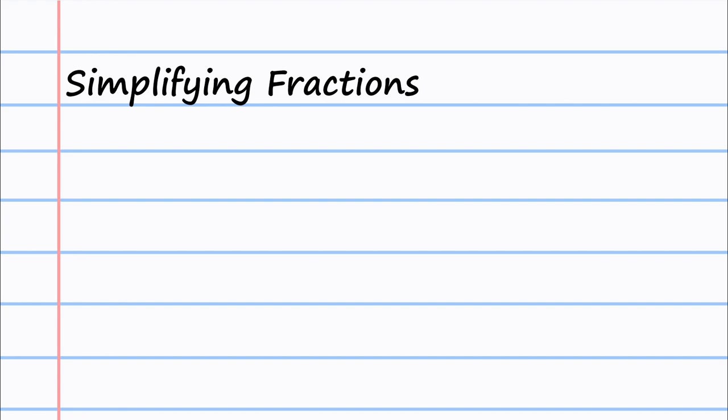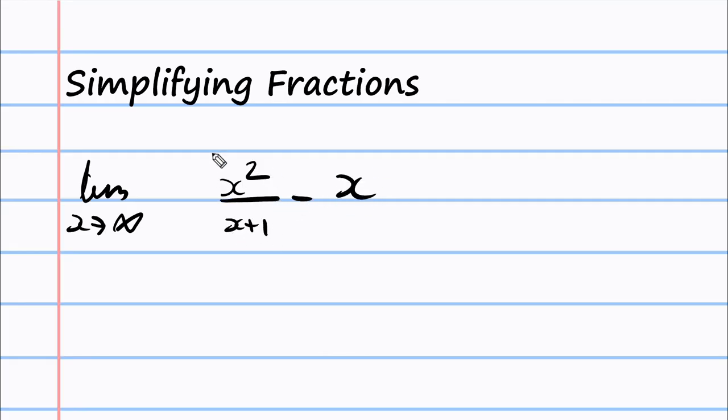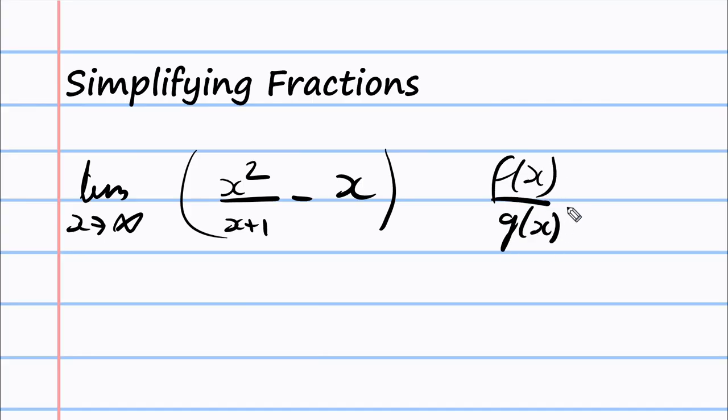Now we should explore another type of limit that I'm sure you haven't seen up until now, or maybe you have, but you might be struggling with. The limit as x approaches infinity of x squared divided by x plus 1, minus x. What do you notice about this limit? It's not your standard f of x divided by g of x. Here you have one function, which is a rational function, x squared divided by x plus 1, minus x.